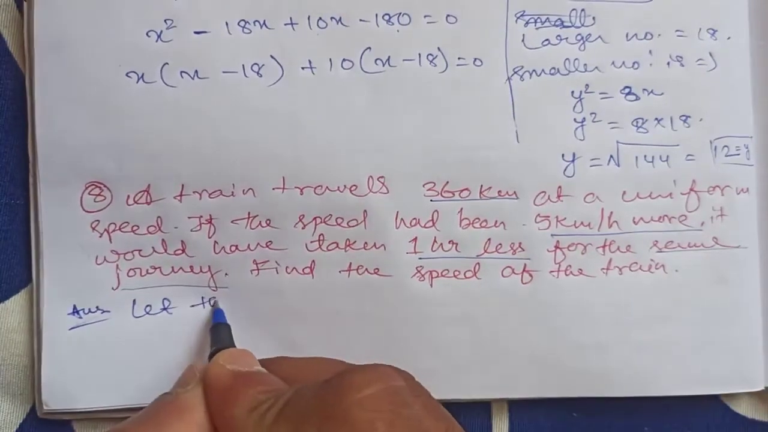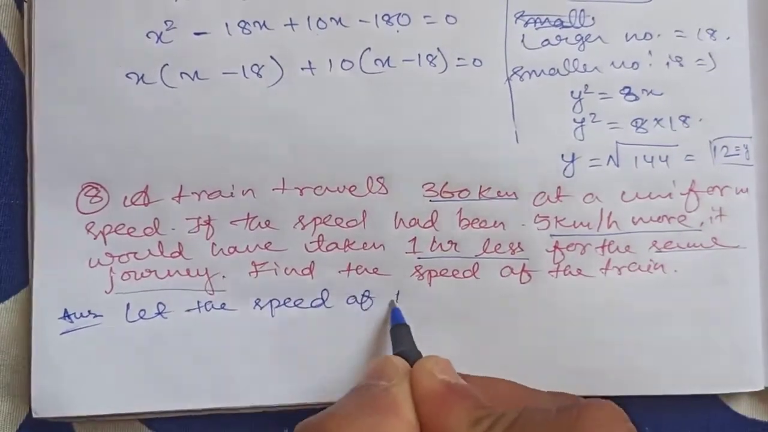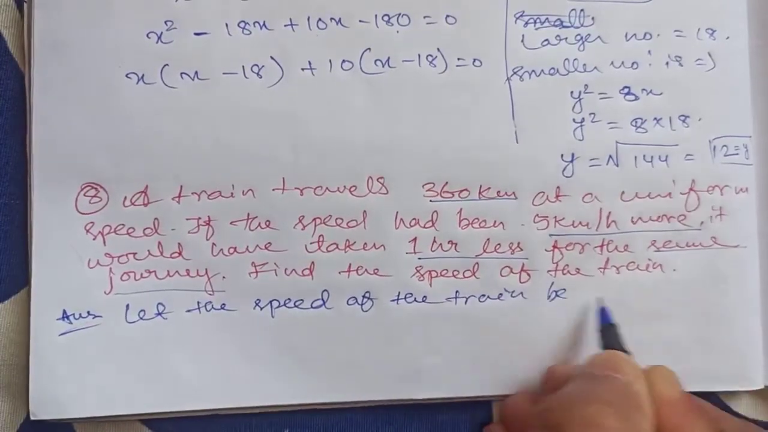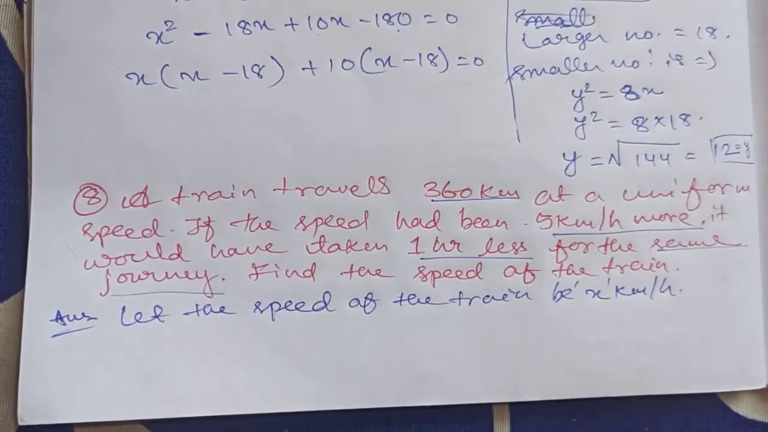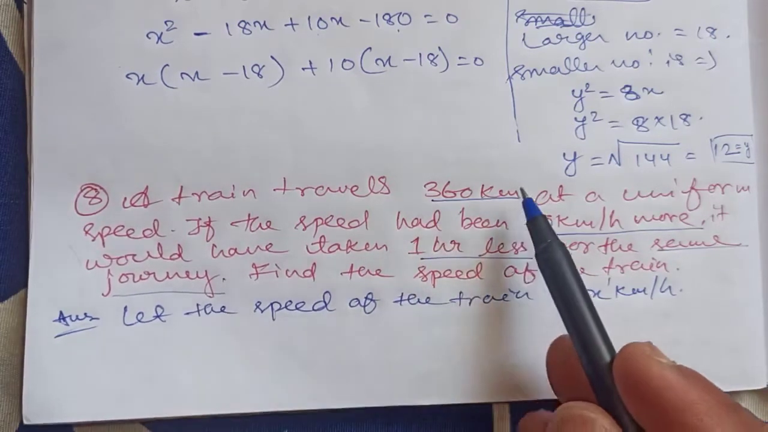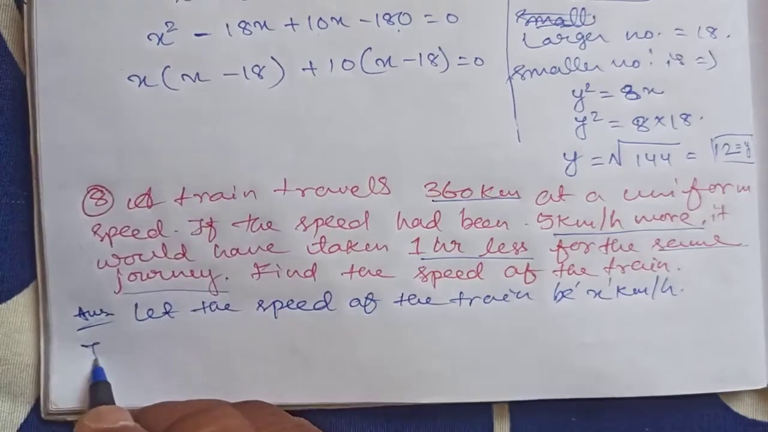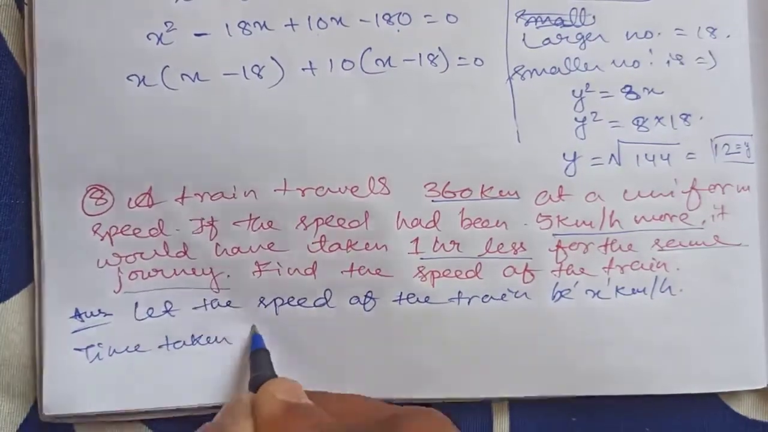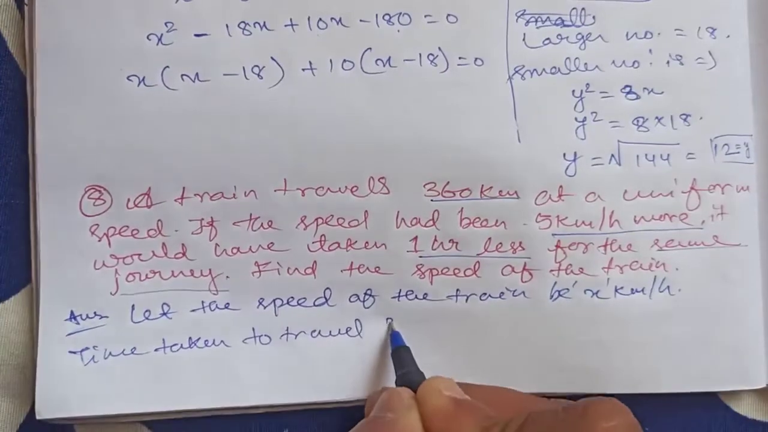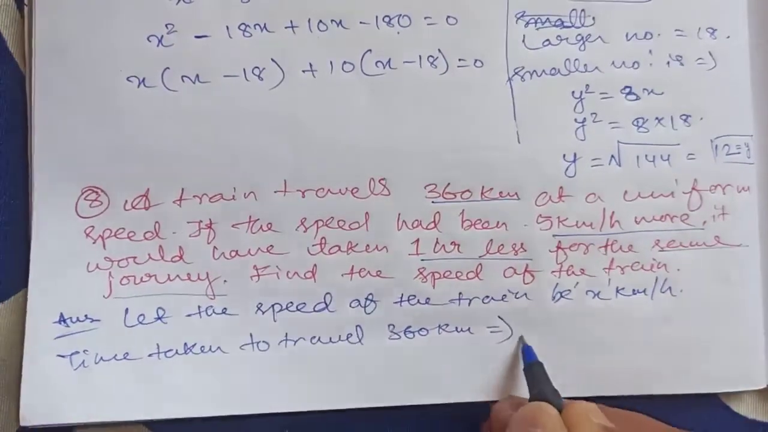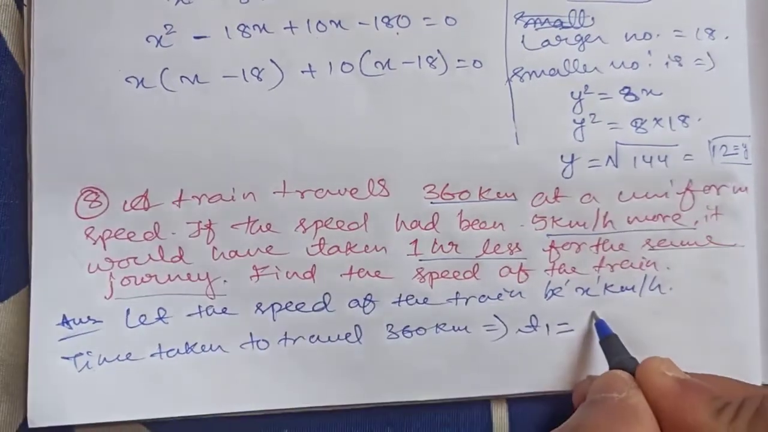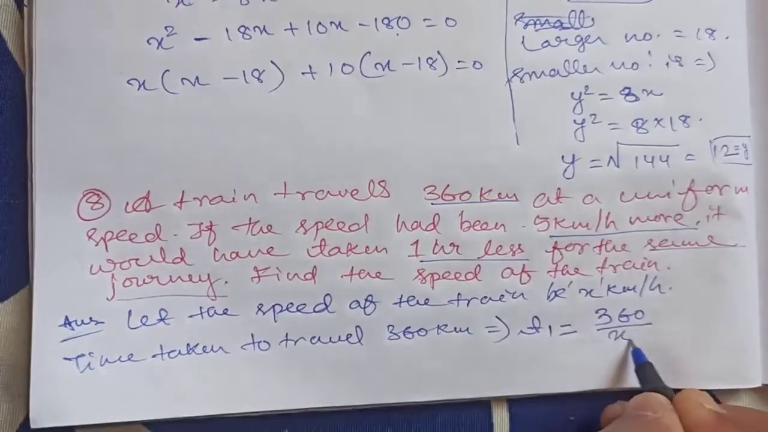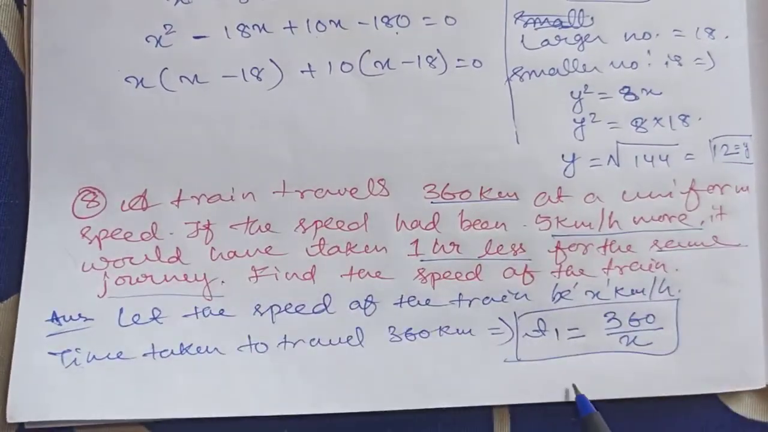Let the speed of the train be x kilometer per hour. So the time taken to travel 360 km for the first situation, we will take t1. t1 is the first situation's time, which is distance by speed.